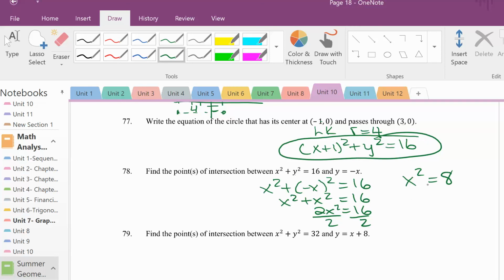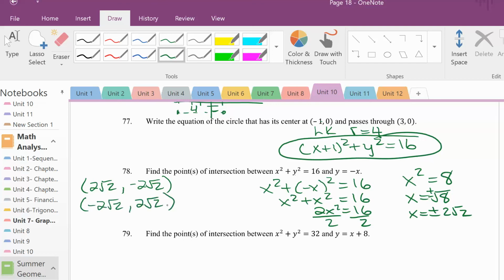So when you take the square root, remember when you go from x squared to x, it's plus or minus. So x is going to equal plus or minus 2 rad 2 when you simplify. So if x is positive 2 rad 2, then y is equal to negative x. So y would be negative 2 rad 2. And if x is negative 2 rad 2, then y would be positive 2 rad 2.